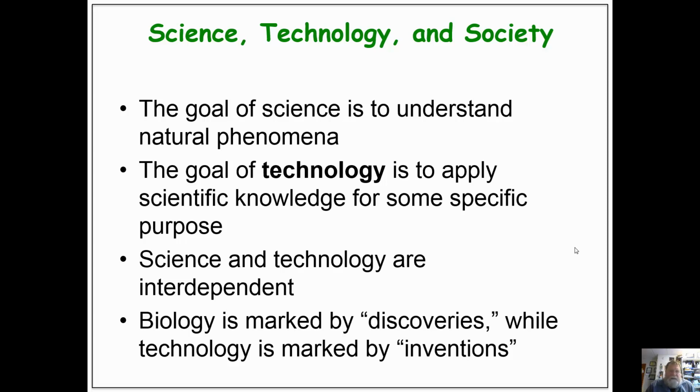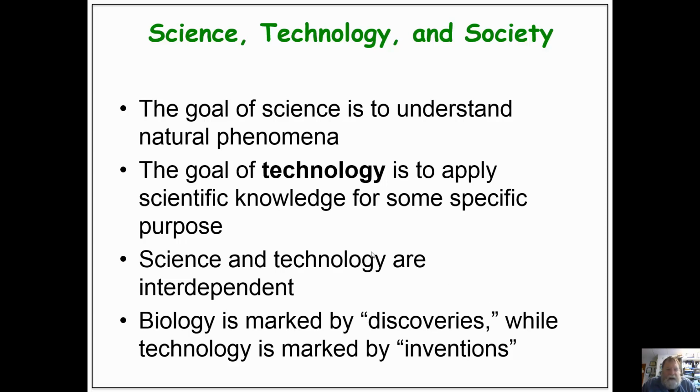Where does this all get us? The goal of science is to understand natural phenomena. We're curious and we want to know. The goal of technology is to use scientific knowledge for some specific purpose. And the purpose I'm using here is that I want to make something. I want to make some money. I want to do something. I want to become famous, etc. That's why I want to use my science.